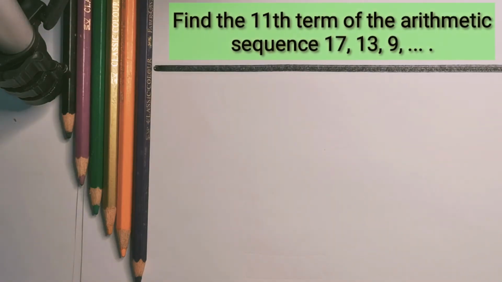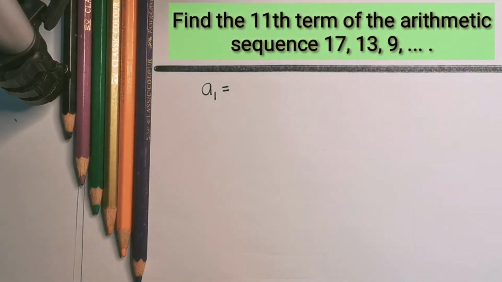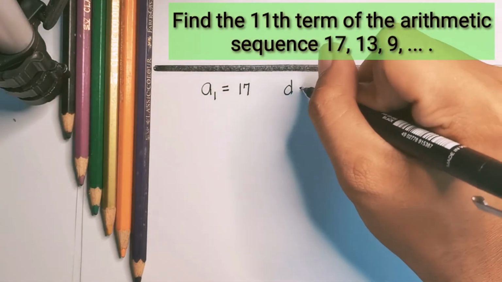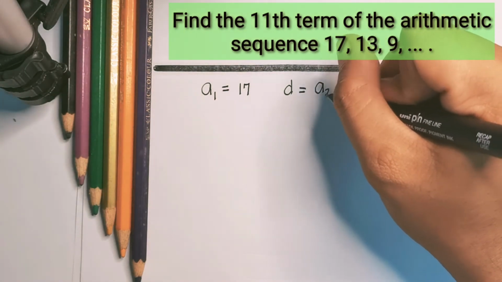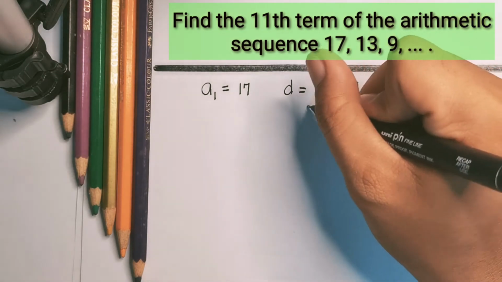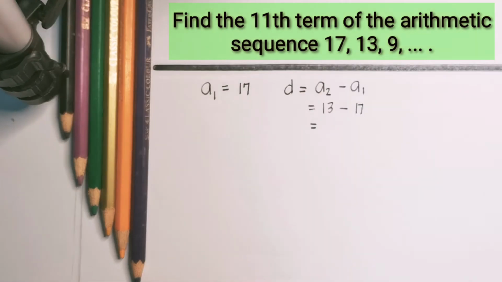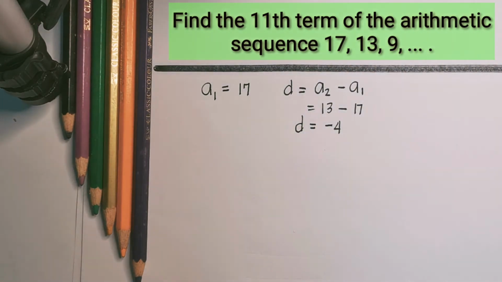Ngayon naman, hanapin natin ang 11th term ng sequence na 17, 13, 9, and so on. Kagaya ng ginawa natin kanina, isulat natin ang value ng a sub 1. So, ang a sub 1 ay equal sa 17. At ang ating common difference, so kunin natin. So, that is a sub 2, which is 13 minus a sub 1. So, 13 minus ang ating a sub 1 natin ay 17. And 13 minus 17, ang sagot ay negative 4. Ibig sabihin, ang ating common difference ay negative 4.